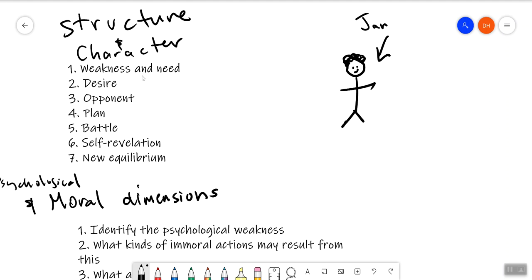Now, desire is easy to confuse with need. Desire is not need in the same sense. Okay, desire in the story is the external part of the character's motivation. So here we have the internal-external divide. Okay, let's go back to Jan.